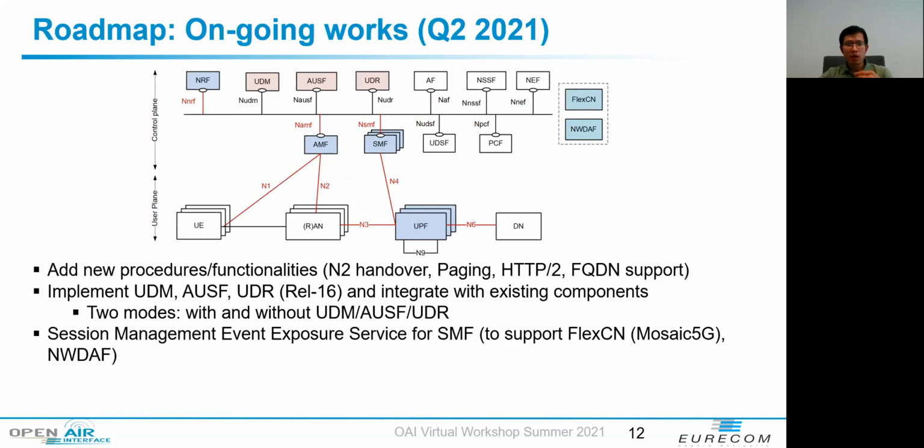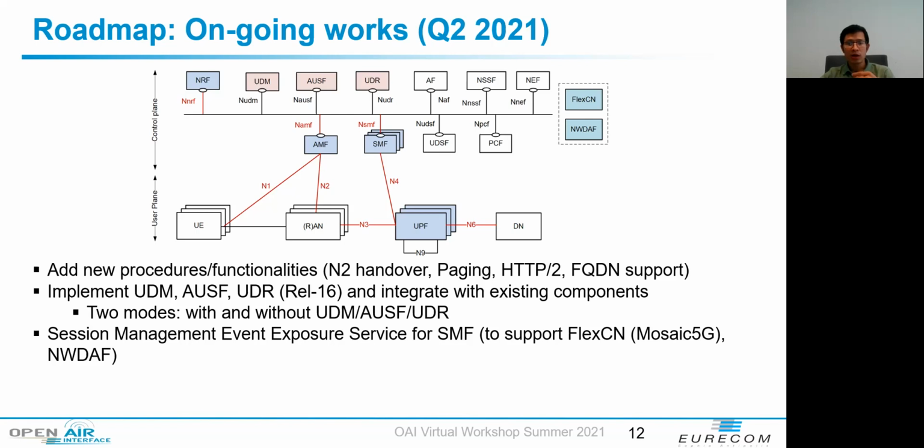For the roadmap, we are working on several items at the same time, and some of them will be released in the next few weeks. The first task is to add new functionality such as N2 handover, HTTP version 2, and FQDN support. Additionally, we are working to bring new entities such as UDM, UDR, and UDSF into our ecosystem.